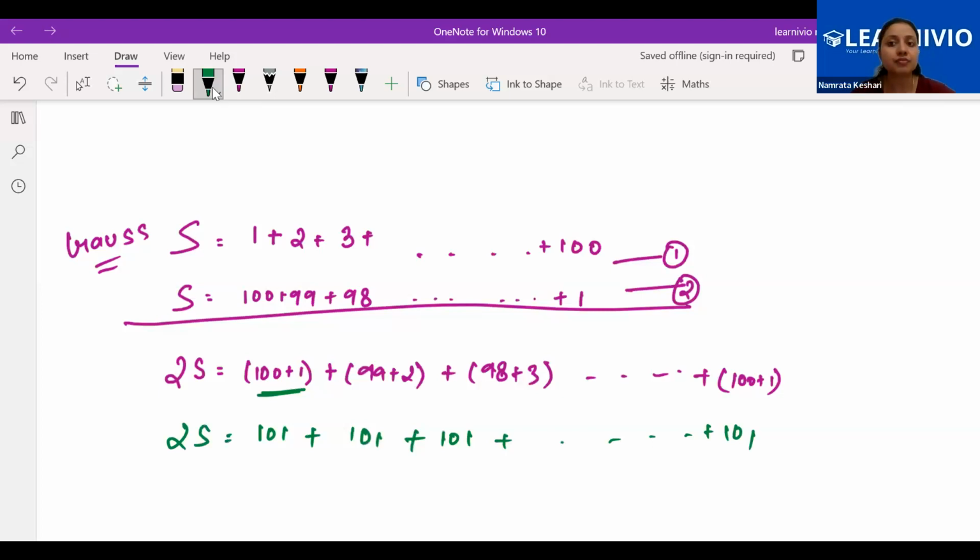We have 100 times 101, because we have kept the terms in pairs. If you focus on equation number 1, you can see there are 100 terms over here. Similarly, in equation number 2, there are 100 terms over here. Now, when we add them, of course 200 terms will be there, but we are keeping two numbers together in a bracket. So if we focus only on the bracket part, there are a total of 100 bracket terms, right?